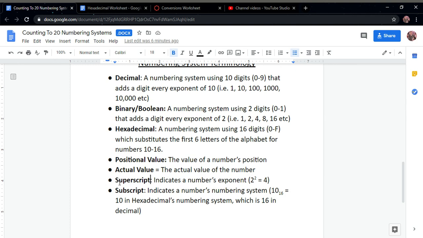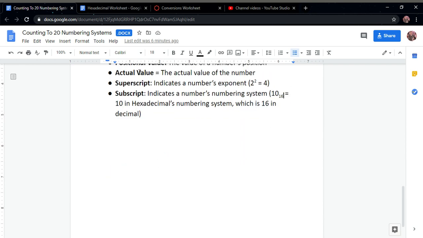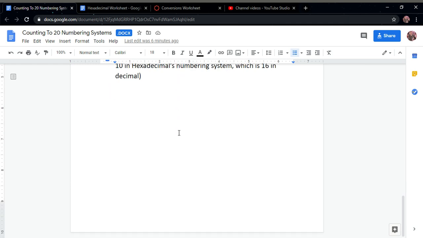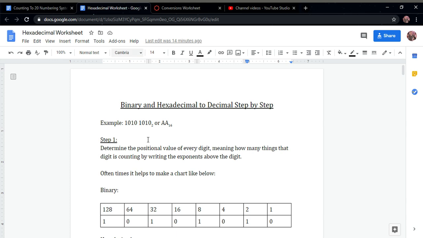You also need to know this. Superscript indicates an exponent. You guys knew that, but if you subscript a number, you're telling its numbering system. So 10 with a subscript of 16 is actually a 10 in hexadecimal's numbering system, which isn't a 10, it's actually 16 in decimal. So a subscript is what tells you if this is binary, decimal, or hexadecimal. So 10 with a 10 subscript would be just 10, 10 with a 2 subscript would be 2, and 10 with a 16 subscript would be 16. And so that's just a little bit of that. You guys have this document, you can look at it. So now let's talk about converting. How do we convert?